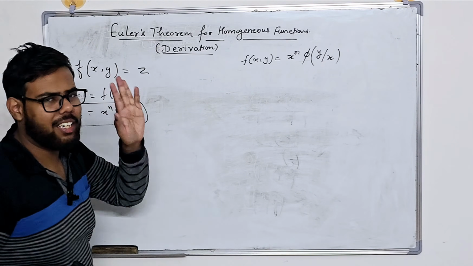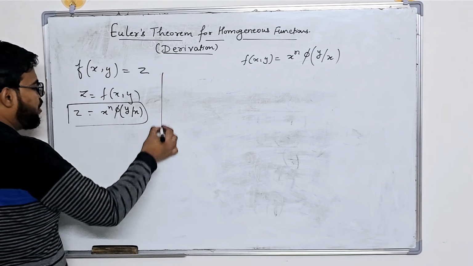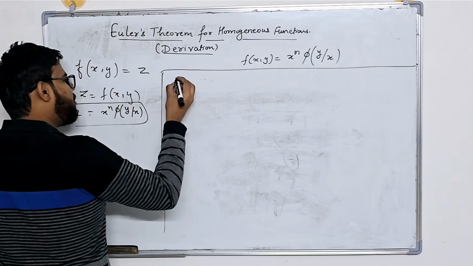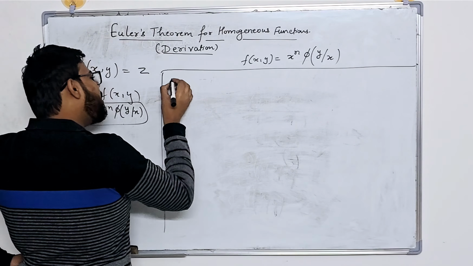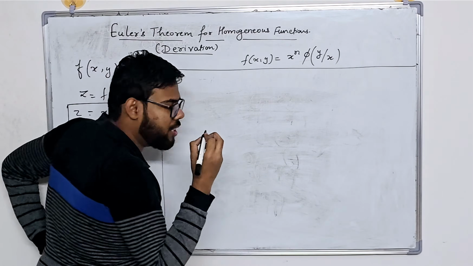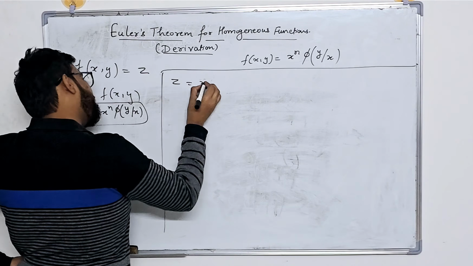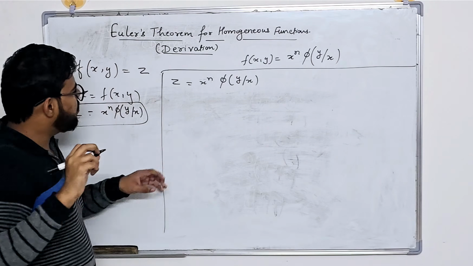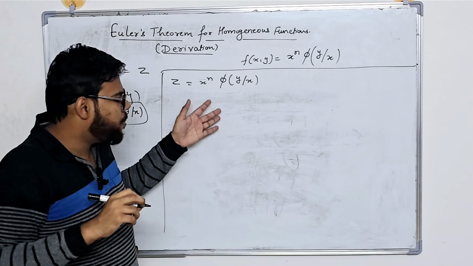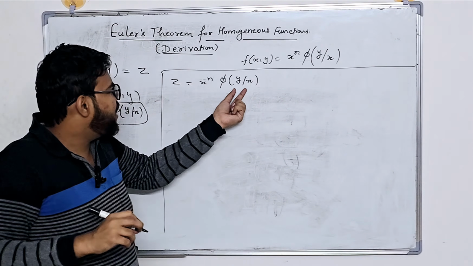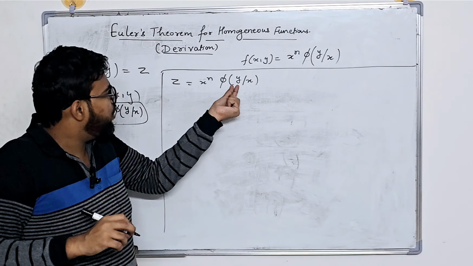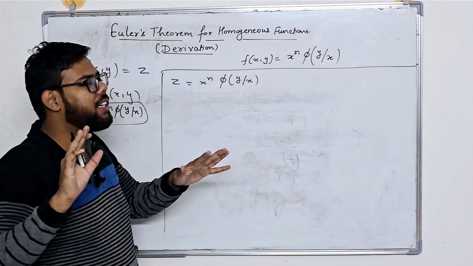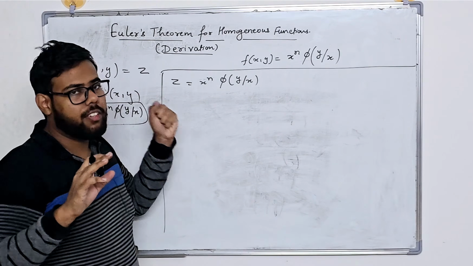Now the derivation will start. So let me write it over here. So if we differentiate with respect to x first of all, right? So z is equal to x to the power n phi of y by x. So will it be easy to first of all differentiate with respect to x or y? Well, I see that there's only one y expression, that too in the function, so we can approach it using the chain rule. So I feel it is easier to first of all differentiate with respect to y.